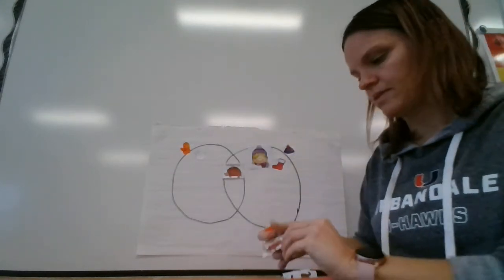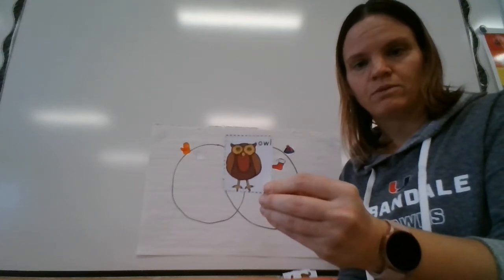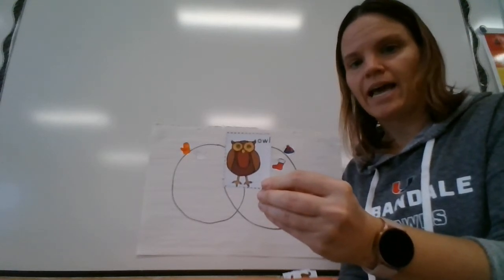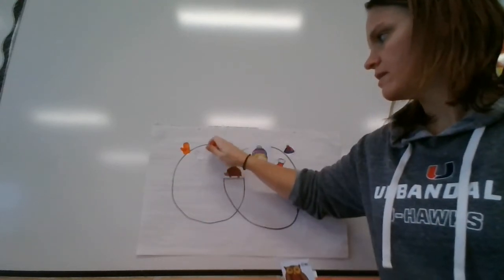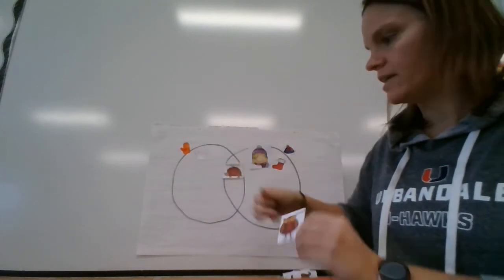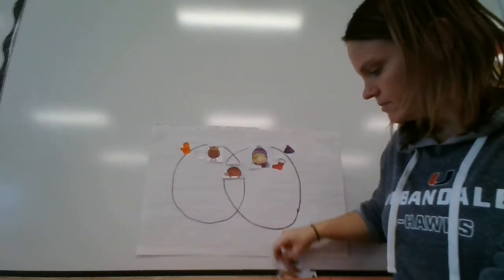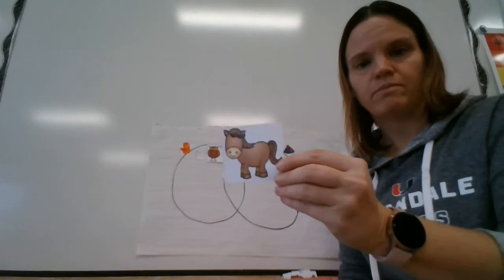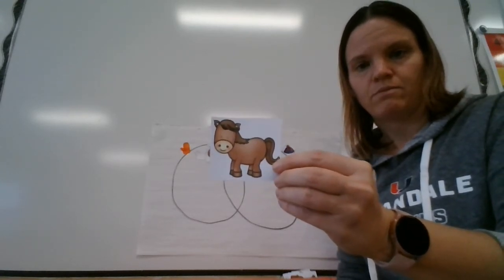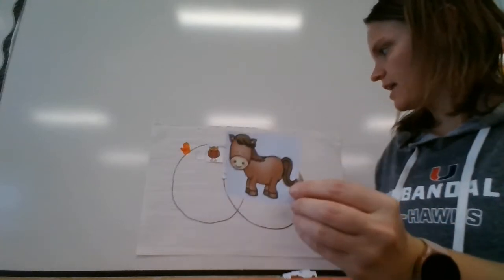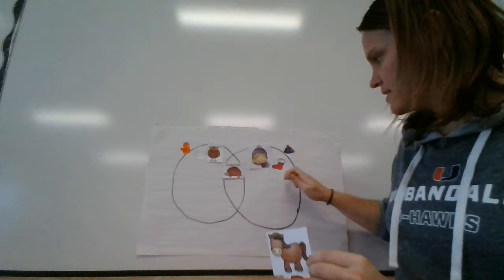Okay. How about the owl? Was the owl in the mitten, the hat, or both? Right. The owl was in the mitten. Our next character, the horse. Which one was that in? The mitten, the hat, or both? Right, the hat.